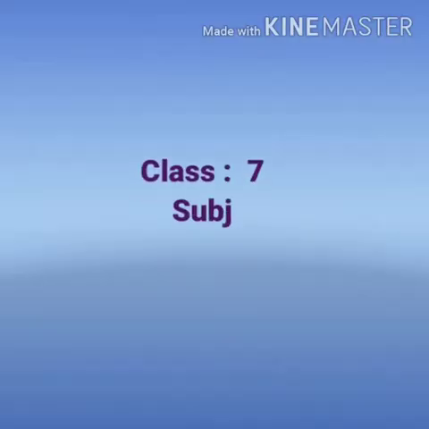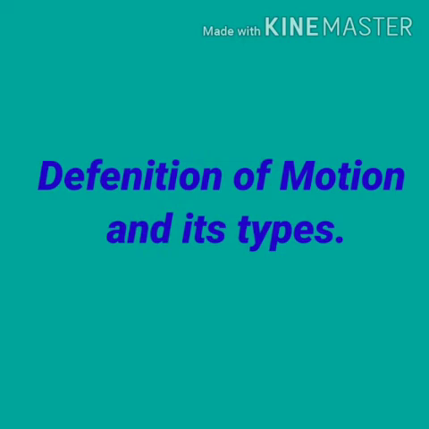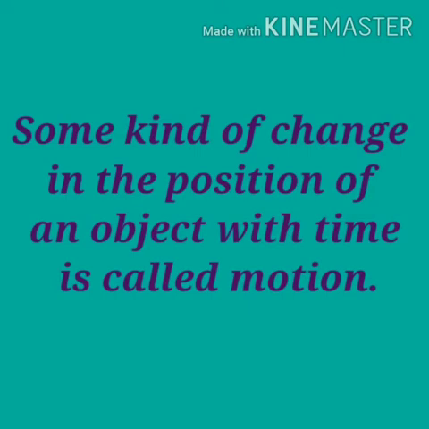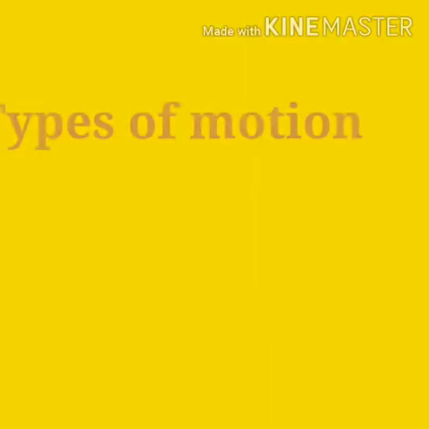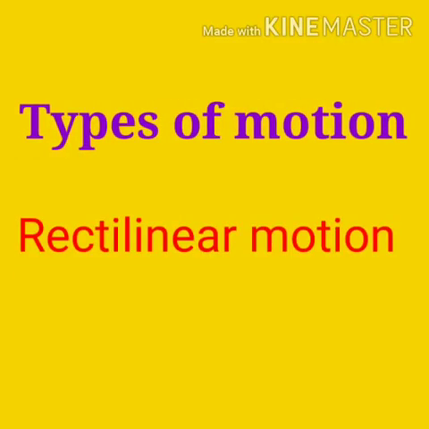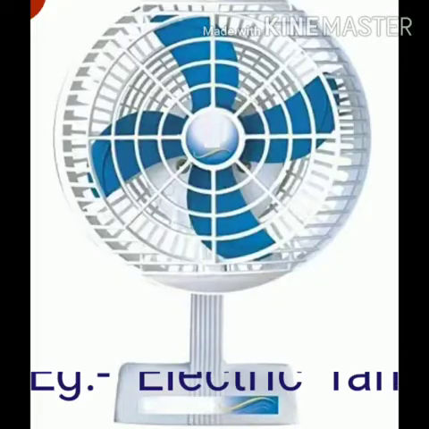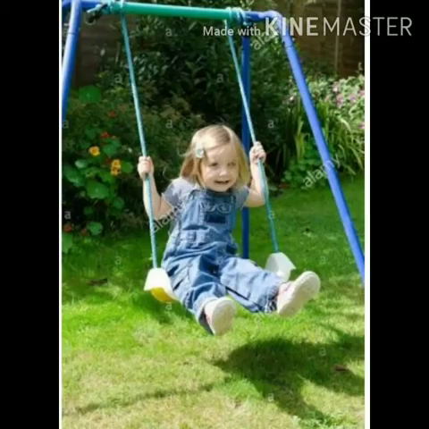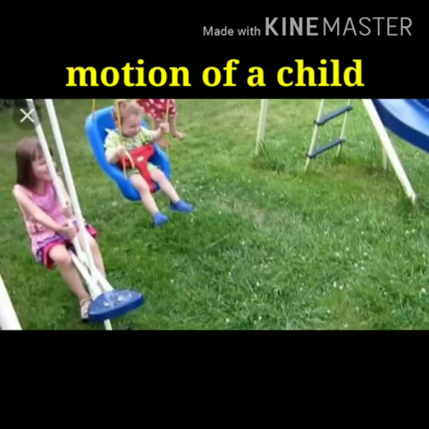Dear students, in class 6, you have studied about the definition of motion and its types. Do you remember them? Now let us recall them. Some kind of a change in the position of an object with time is called motion. There are different types of motions, such as rectilinear motion, for example, motion of a vehicle on a straight road. Circular motion, for example, electric fan, and periodic motion, for example, motion of a child on a swing.